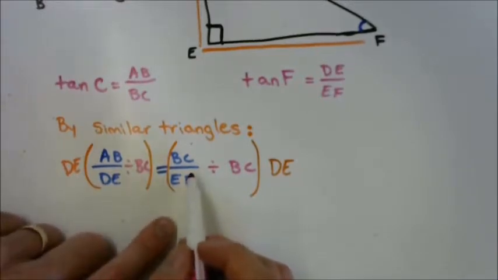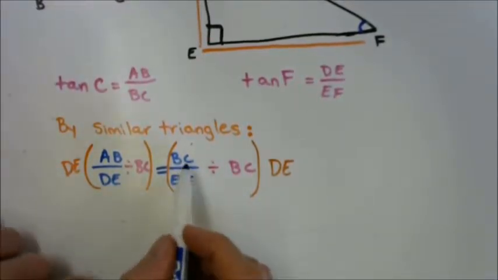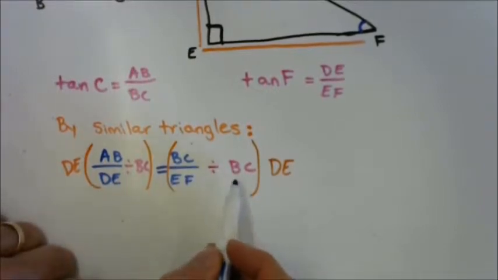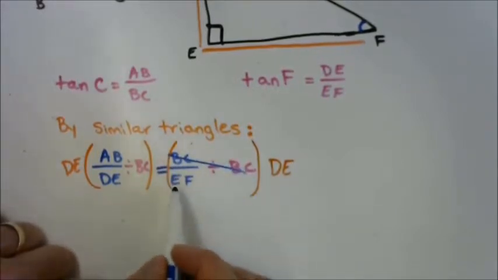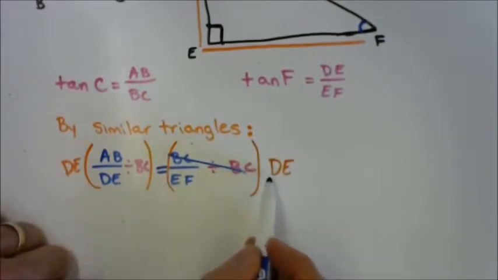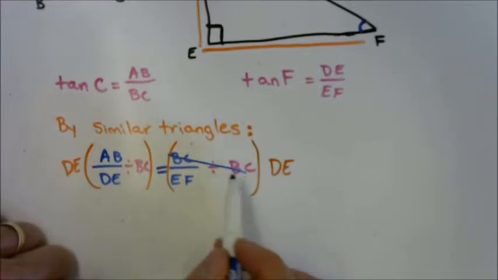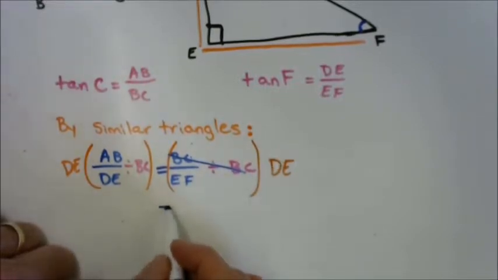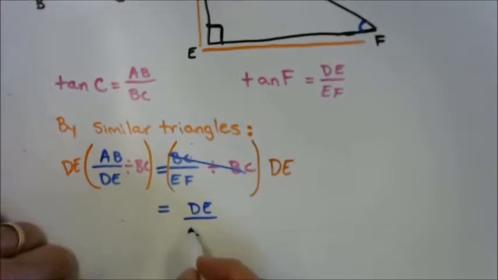So let's look on the right side here. If we've got BC in the top and we're dividing it by BC, those guys are going to cancel out. Then we've still got EF in the bottom, and we're multiplying 1 over EF times DE. Well, does that DE go on the top or the bottom? It goes on the top because it's top times top. So on the right here, you're left with DE over EF.